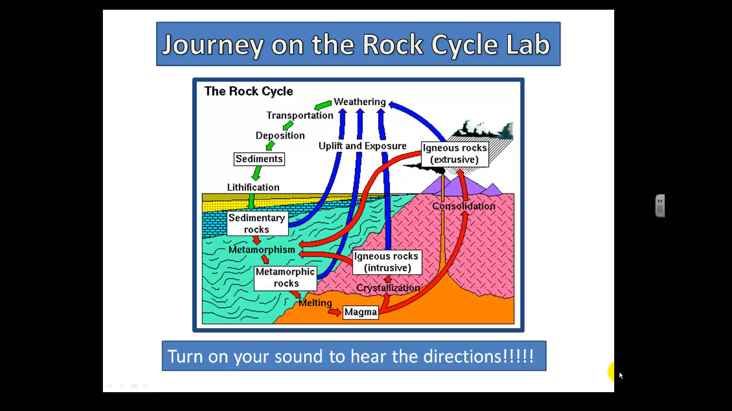This is Mr. Calkins, and as you can see, I've created a PowerPoint for the Journey on the Rock Cycle Lab. The first page has the rock cycle that I'd like you to know. Notice that there are some vocab words there.